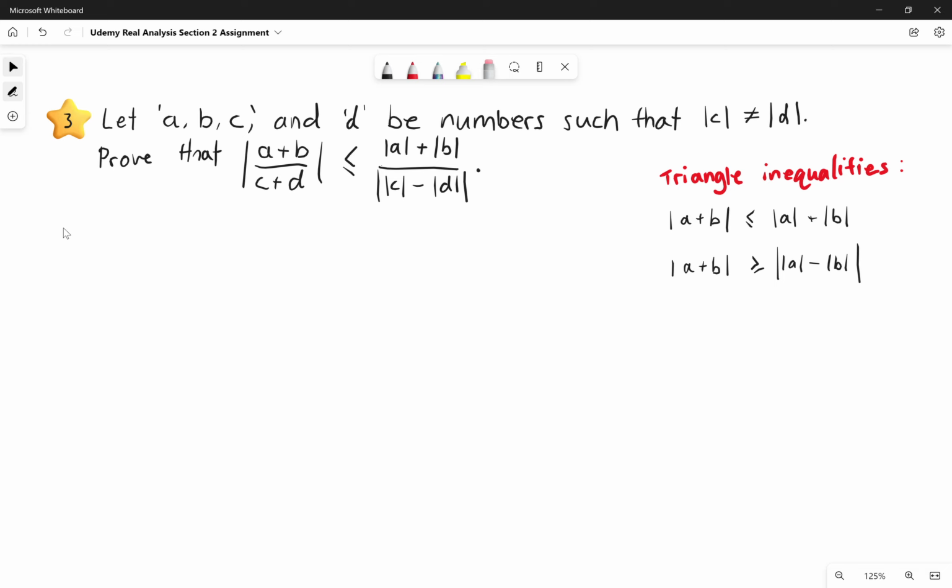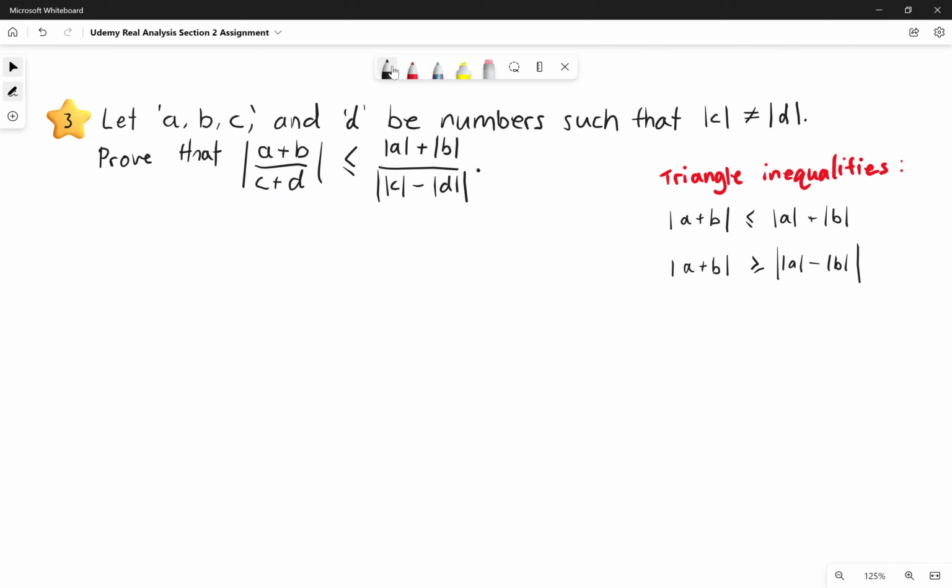Well, okay, now we're on to the third question. So I wrote this down and I immediately thought triangle inequalities. So you've got the a plus b over here. You've got this triangle inequality and this triangle inequality. This bit matches up with the top of this fraction. This bit matches up with the bottom of this fraction. And these two over here match up with these. That corresponds with that, that corresponds with that.